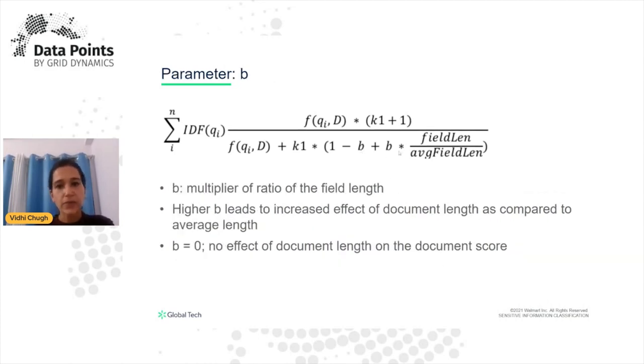So B, first we can see that it is a multiplier for the length of the document. It basically tries to calibrate what the impact of document length should be as compared to the average length. A higher value tells us that the impact of this ratio should be increased, contributing more to the score. And if B is zero, it effectively eliminates this impact, so there's no impact of document length on the score.